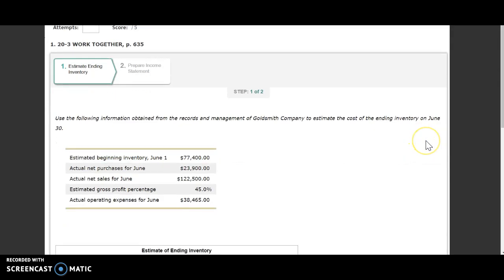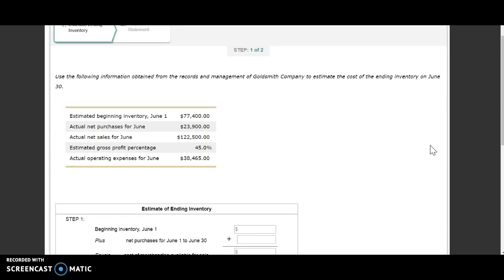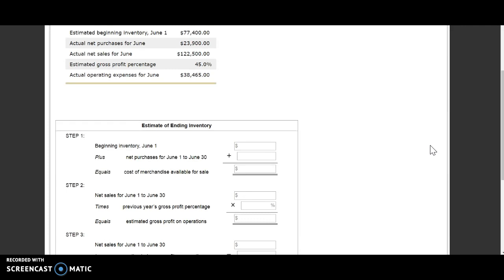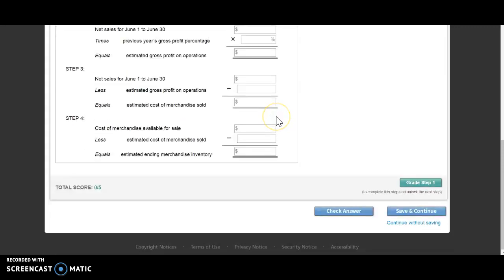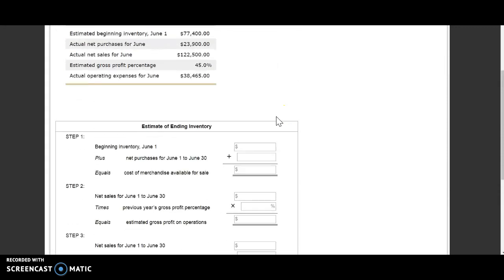Use the following information obtained from the records and management of Goldsmith Company to estimate the cost of the ending inventory on June 30th. So they've laid it out really nice for us. They've put all of the steps out. We just need to fill in those numbers for step one. So number one, step one, it says beginning inventory on June 1st. That is just this number here.